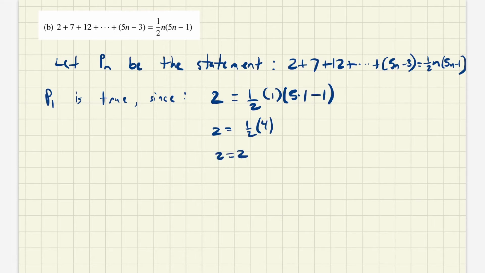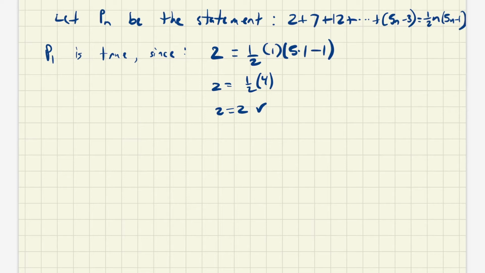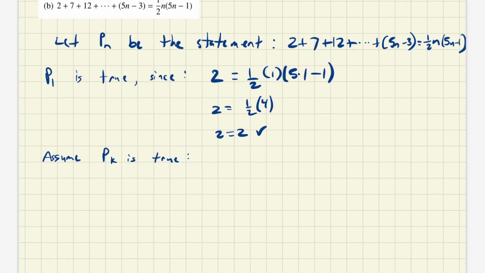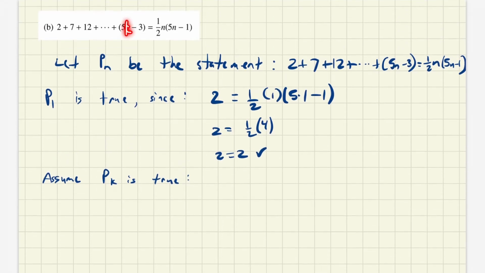Now we have to assume that P sub k is true for some arbitrary k. So assume P sub k is true. Let's write out that statement. P sub k is the statement; now you just replace the n with the k. Anywhere you see an n, you replace it with the k. So we get 2 plus 7 plus 12 plus ... plus 5k minus 3 is equal to 1/2 k, parentheses 5k minus 1.